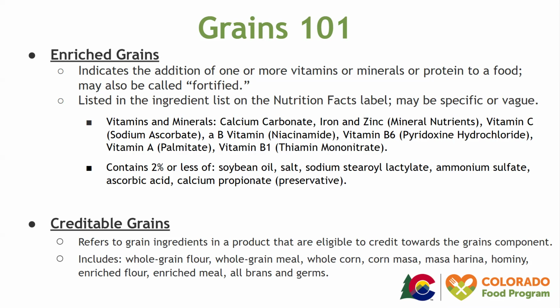The final definition we're going to go through is what a creditable grain means. This refers to grain ingredients in a product that are eligible to credit towards the grain component. This includes things like whole grain flour, whole grain meal, whole corn masa, masa harina, hominy, enriched flour, enriched meal, and all brans and germs.